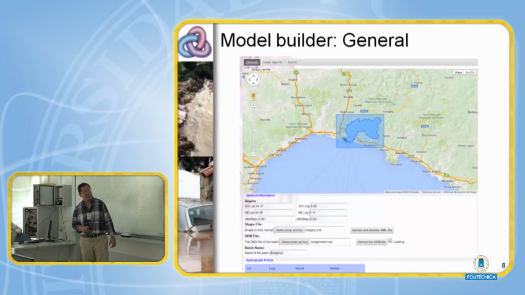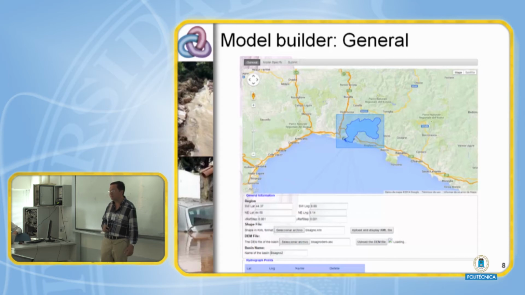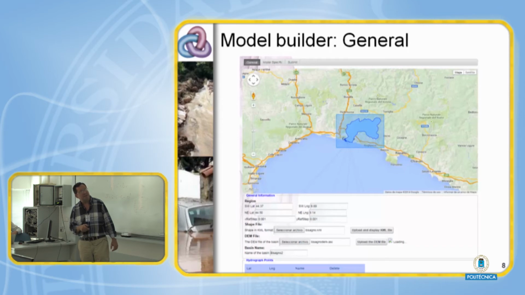And then optionally, you can include a shape file and a digital elevation model file to describe the basin boundaries, so that the user can identify the basin where the model is going to be run with much more accuracy than with just the boundary rectangle, and the digital elevation model to obtain information on how the basin drainage is configured, etc. This is the first step.